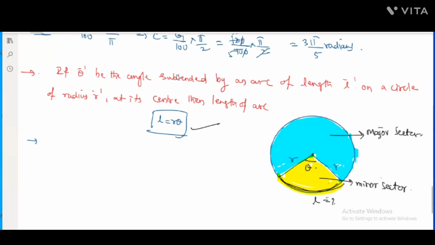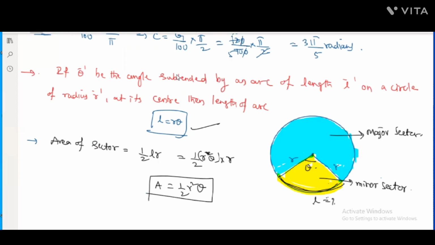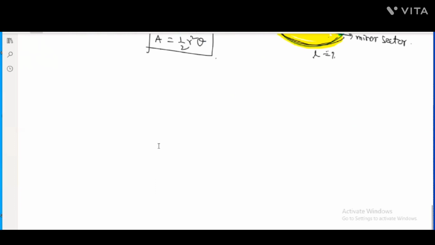So how can we find the area of the sector? The area of the sector is half of L into R. So what is L here? L is R theta, so R theta into R. If you denote the area with A, then half R square theta is the area of the sector. So this is the way we find the length of an arc and the area of the sector made by that arc. This is the basic terminology.